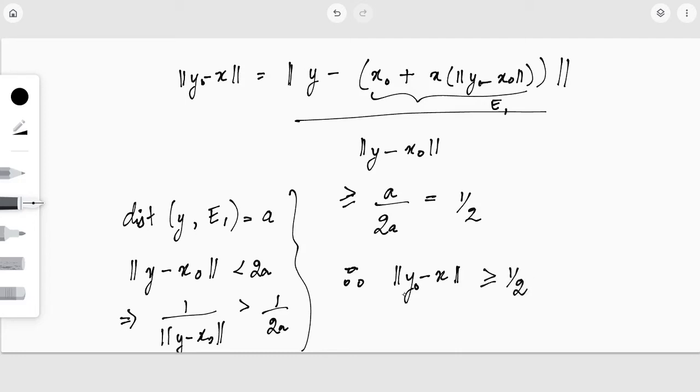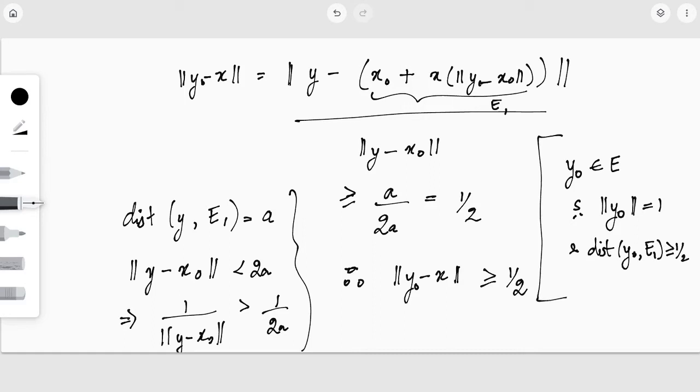So y dot was the element of E whose norm was 1, and its distance with an element of E1 is always greater than or equal to 1 by 2. So x was an arbitrary element, so I obtained an element y dot in E such that norm of y dot was equal to 1 and the distance of y dot and E1 is greater than or equal to 1 by 2. So this was our lemma 5.2.1.